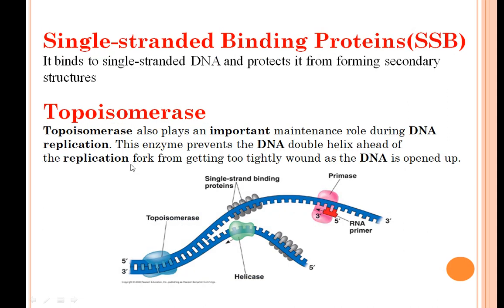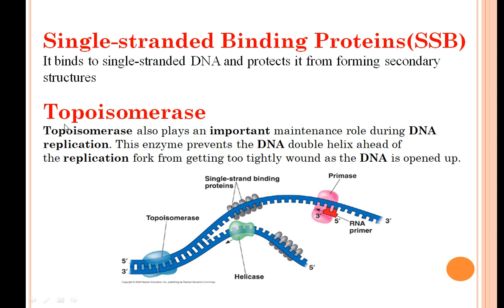Now single stranded binding protein. It binds to single stranded DNA and protects it from secondary structures. That means unwinding of the DNA molecule into two strands results in the formation of a Y-shaped structure. So these exposed single strands are stabilized by a protein, that is single stranded binding protein.